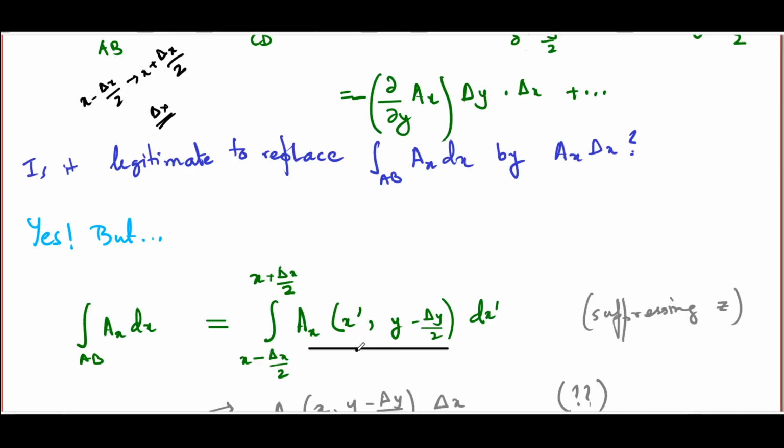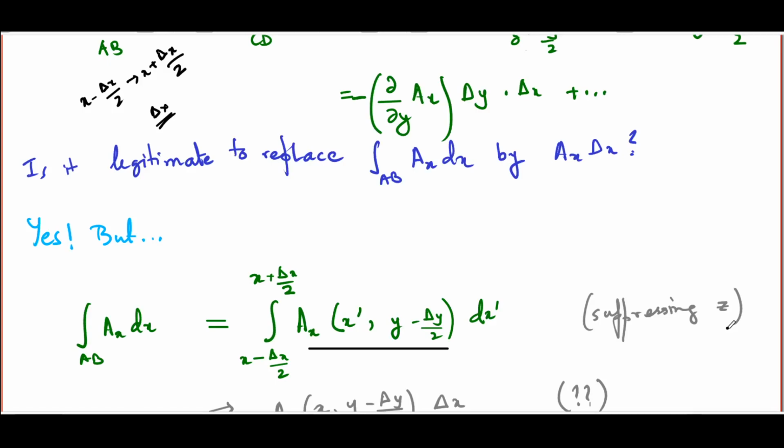And of the three arguments of Ax, the first one here is x prime. Note that this is really a dummy variable of integration which runs from this lower limit to this upper limit. So I have written this as x prime, this as well as a measure of course here, in order to avoid confusion with x, which is one of the coordinates of the point where we are trying to find the curl. The second coordinate is fixed at y minus delta y by 2 all over this integral AB. The third coordinate is fixed at z throughout, and I have just suppressed that for ease of notation.